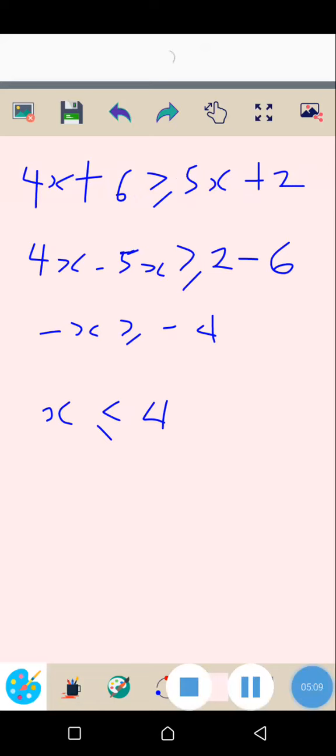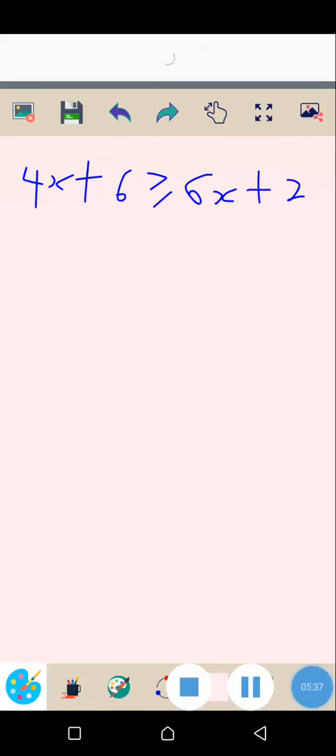Why is it plus 4? We have multiplied both sides by negative 1. So minus 4 times minus 1 will give us plus 4. Minus 1 times minus x will give us plus x. And the inequality sign changes as well. Alright. So let's consider another example.